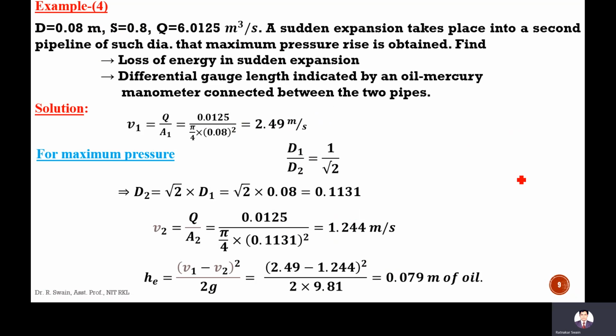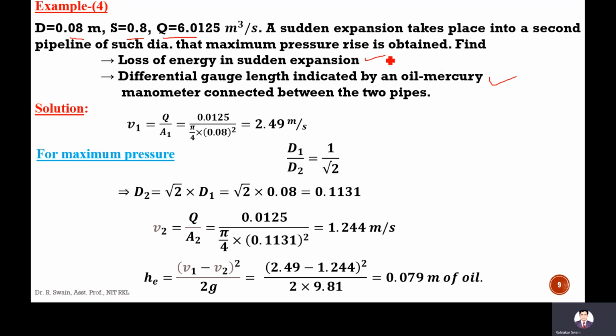So here, next example, if you see, diameter is given 0.8 meter, S is given 0.8, Q is given. A sudden expansion takes place into a second pipeline of such diameter that maximum pressure rise is obtained. This is the application of that last example. Find loss of energy in sudden expansion, and the differential gauge length indicated by an oil mercury manometer connected between the two pipes. That means the difference of pressure head we have to estimate here.